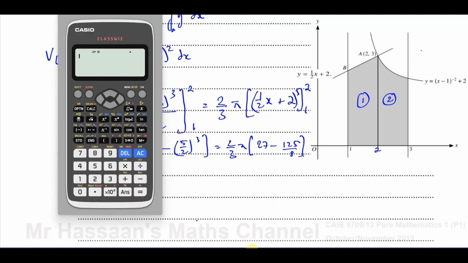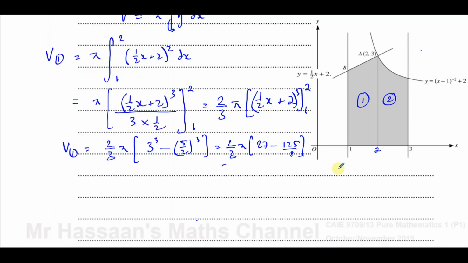Okay, so that should give us our answer. So we have 27 minus 125 over 8. That gives me 91 over 8. If I multiply that by 2/3, that gives me 91 over 12 pi. So we can say the volume of 1 is 91 over 12 pi units cubed. Okay, don't forget the pi. Don't forget the pi. So that's the volume of this when you revolve it 360 degrees around the x-axis.